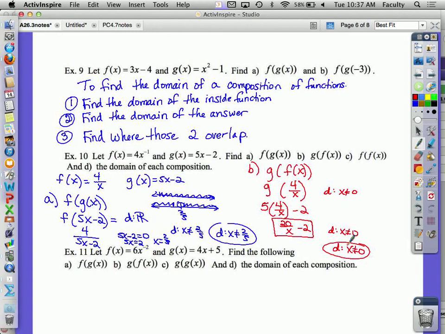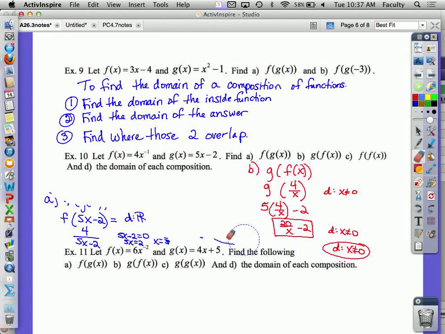Now, were these the same? Did f of g of x equal g of f of x? No, they're not the same. So it's not true in general. We will see a special case in the next lesson.